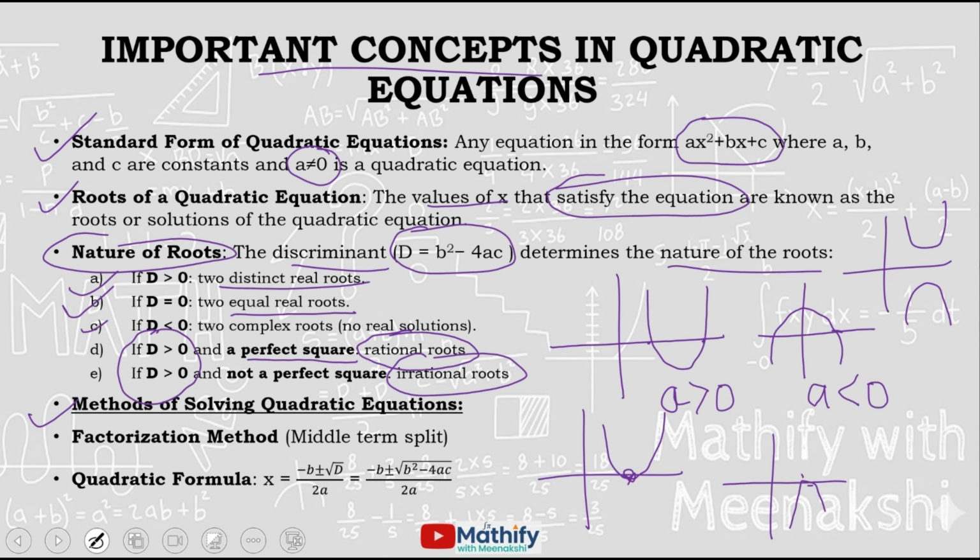Last topic, methods of solving quadratic equation. It's very important: when they say that you have to find the value of x, you have to use any one method, either factorization or quadratic formula. Although we have one more method, completing the square, it's not in NCERT now, so we'll just focus on these two. Factorization method, you already know because you did middle term split in 8th and 9th class. And second is the quadratic formula. That means we have one direct formula to find x, that is minus b plus minus root D by 2a. We already know the value of D, that is b square minus 4ac.